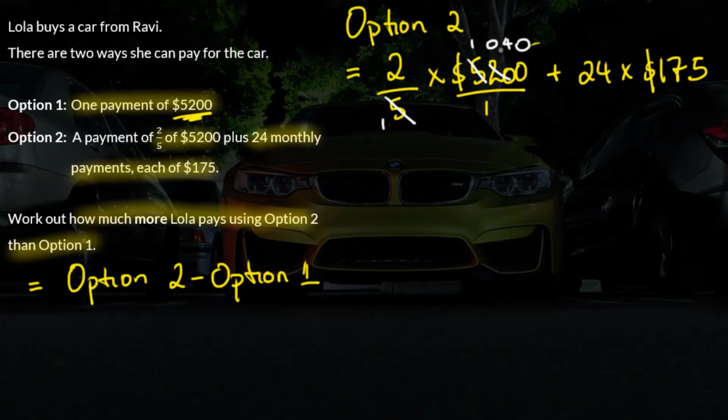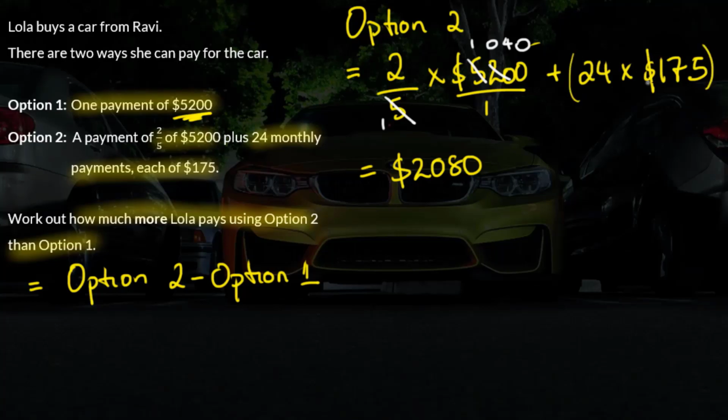So now, since there are no more common factors, I can go ahead and multiply. 2 times 1,040 would be 2,080. 2 times 1,000 is 2,000, 2 times 40 is 80. And this would be over 1. Since it's over 1, I don't have to show that. I can just write 2,080.